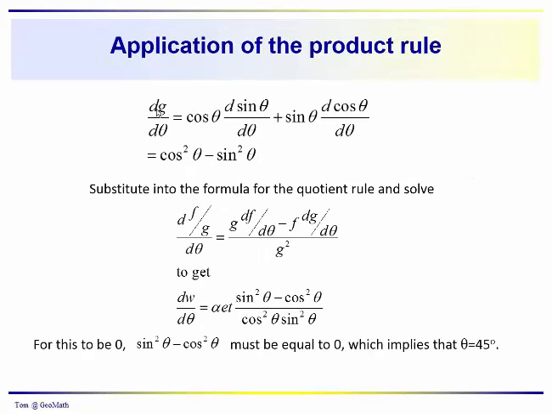Okay, dg d theta, using the product rule, is going to be cosine theta d sine theta d theta plus sine theta d cosine theta d theta. And this is just going to be equal to cosine squared theta minus sine squared theta. So if we substitute all this back into the formula for the quotient rule and solve it, then we find that the derivative dW d theta is equal to alpha E T times sine squared theta minus cosine squared theta over cosine squared theta sine squared theta.